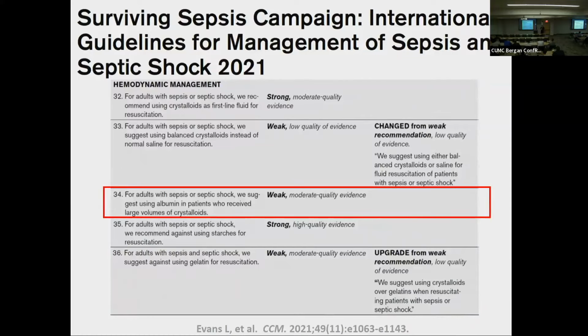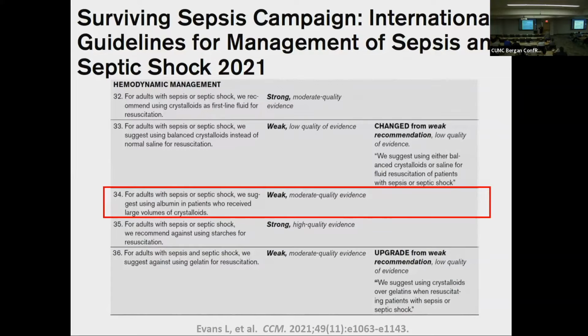What about albumin? They kind of give us a nonsensical recommendation with albumin. It says, and I quote, for adults with sepsis or septic shock, we suggest using albumin in patients who receive large volumes of crystalloid. Perfect. Maybe at some place you should tell me what a large volume of crystalloid is. Is that 3 liters? Is that 5 liters? Is that 30 mils per kilo? What is a large volume? They don't tell you anywhere in there what it is.